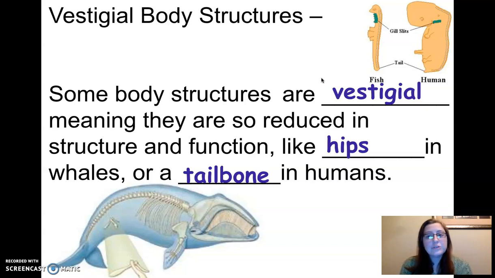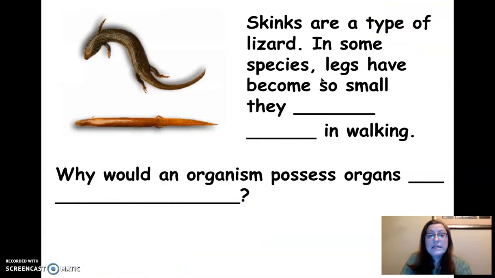It relates again to common ancestry. It indicates that somewhere in our lineage, we were related to organisms that did have gill slits and a tail. So some really interesting stuff there. We'll talk in class about more vestigial body structures, and we'll talk about the appendix as one of them as well. Skinks are the last example of a vestigial structure.